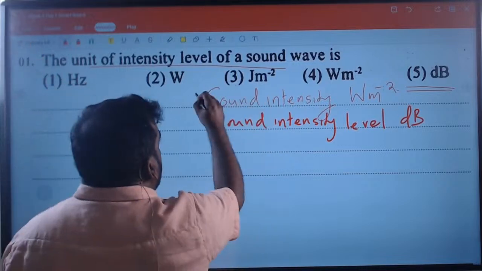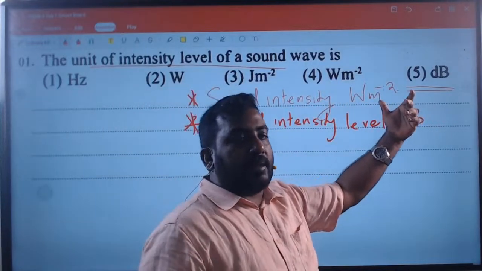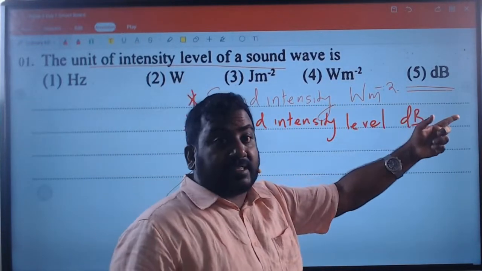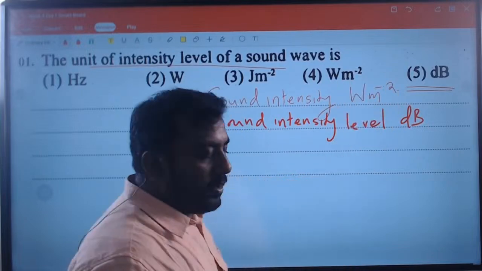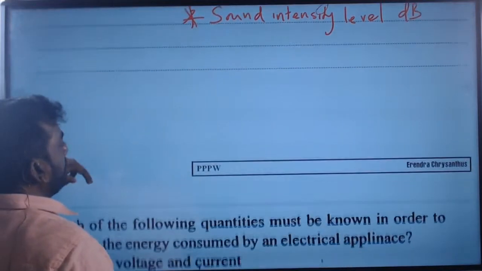So the clarity is between these two. Remember, sound intensity is watt per meter square. Sound intensity level is decibel. Level means decibel. Okay, no? Right. Okay. Moving on.